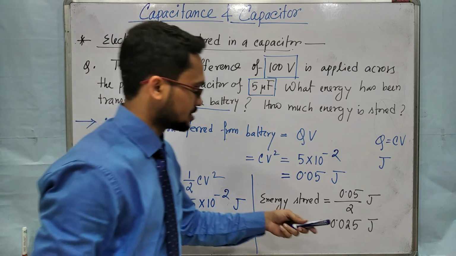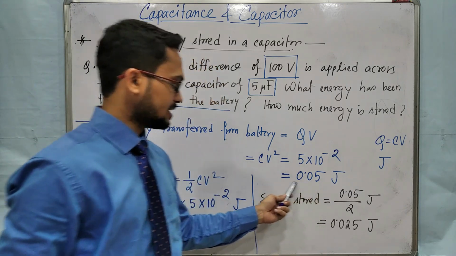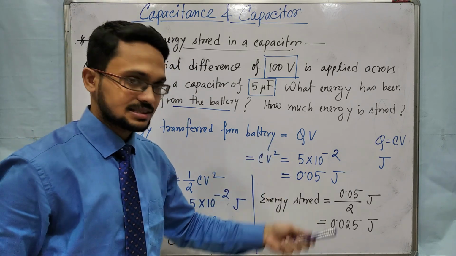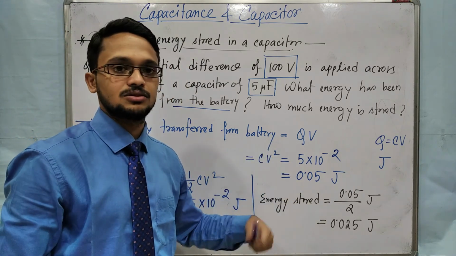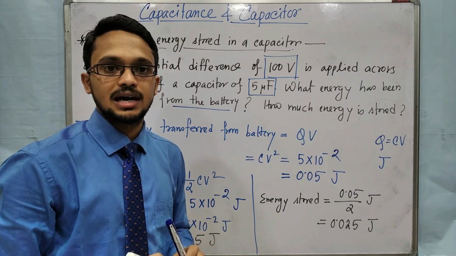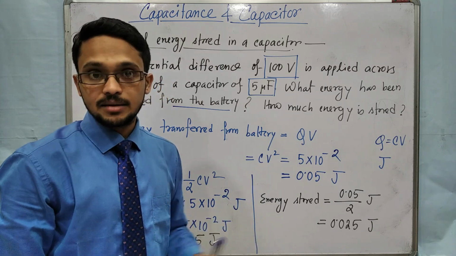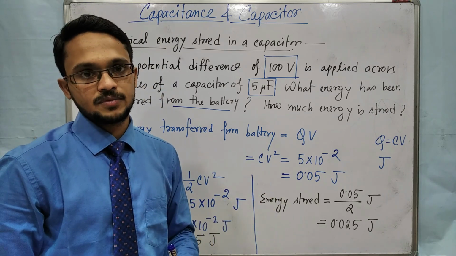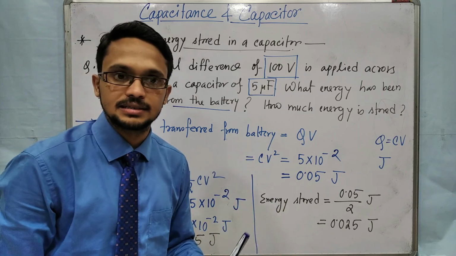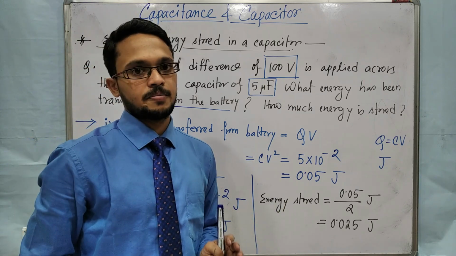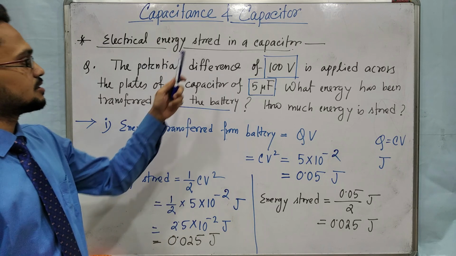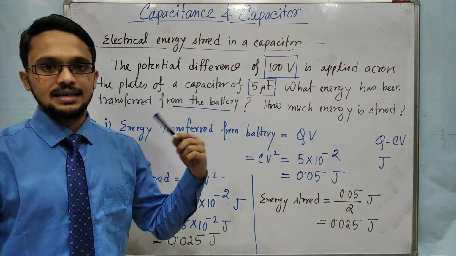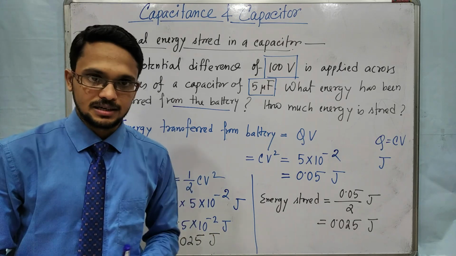And what will happen to the rest of the energy? This is the total energy spent. This much energy is stored in the capacitor, and the rest of the energy, that means this minus this, is also 0.025 joule. That amount of energy will convert into heat energy of that capacitor. Okay, clear? So this is our first part of capacitance and capacitor. In the next class we will see our next part.